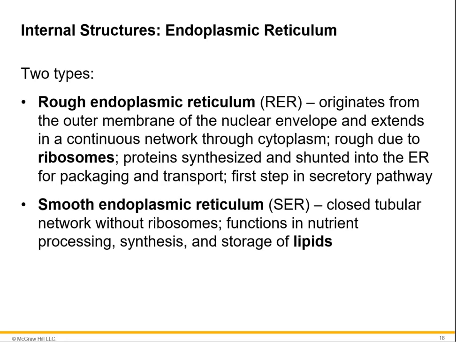The smooth endoplasmic reticulum, on the other hand, lacks ribosomes. It looks smooth because there's not a ribosome in sight. Instead, the smooth endoplasmic reticulum is going to function in things like storage of lipids, also detoxification, especially in cells like liver cells.